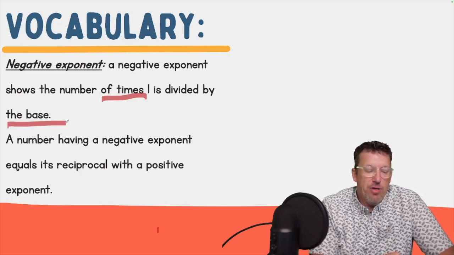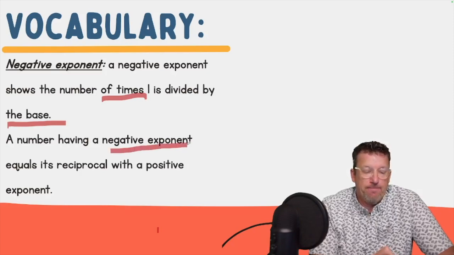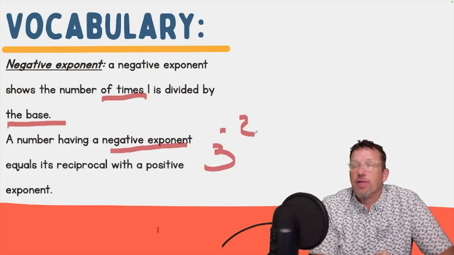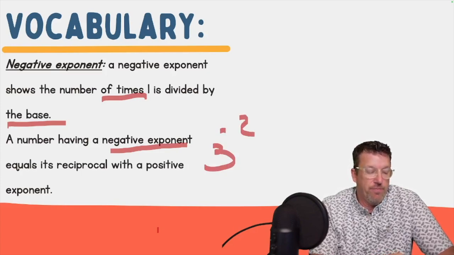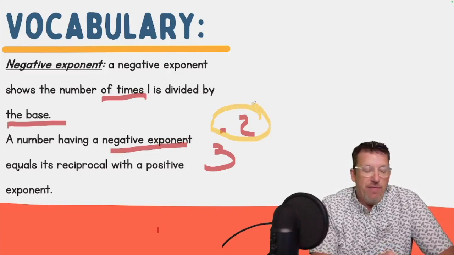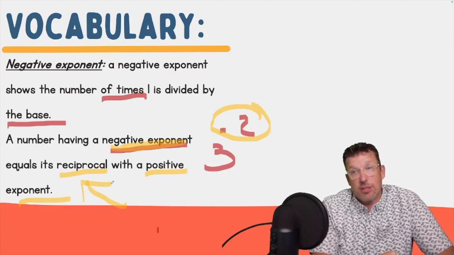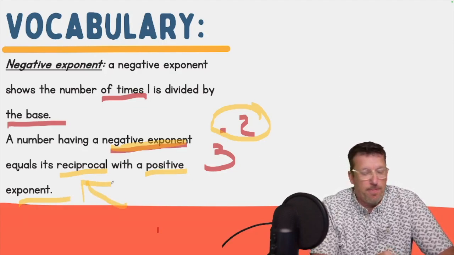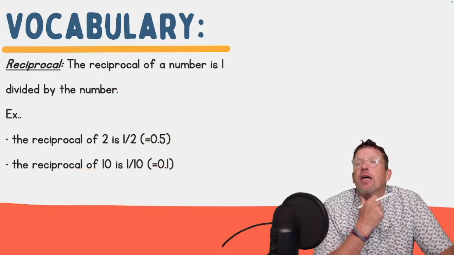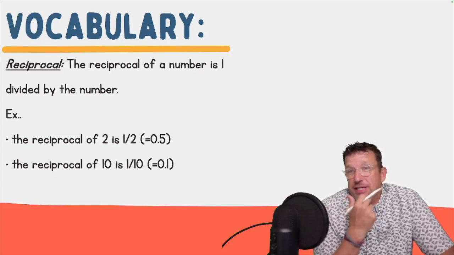But a number having a negative exponent, let me show you what that looks like. 3 to the negative second. So the exponent up here is negative 2, okay? And it is a negative. And so the number having a negative exponent equals its reciprocal with a positive exponent. You may not know what reciprocal means, so that's going to be our next vocabulary word. Vocabulary word, like I just mentioned, is going to be reciprocal.